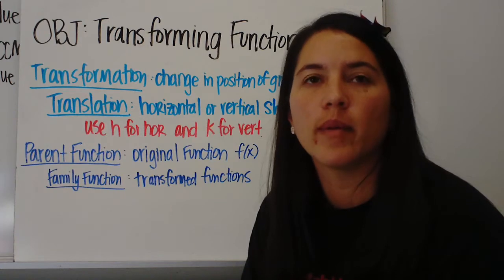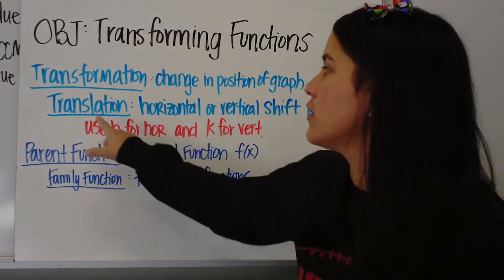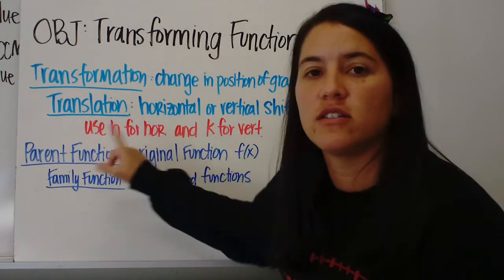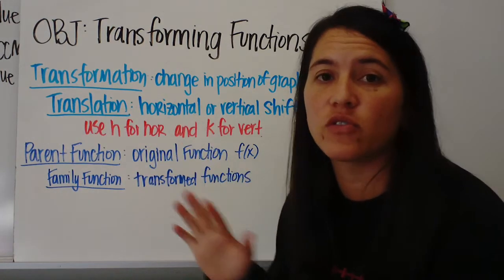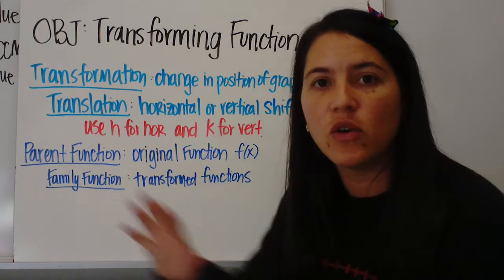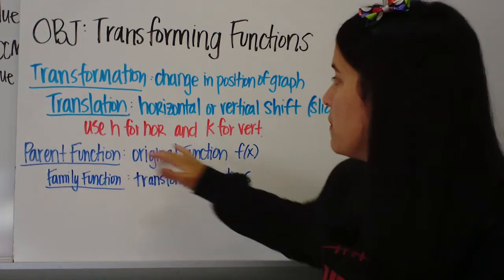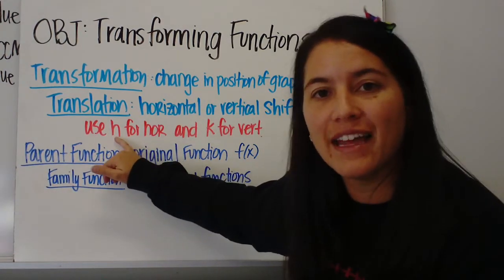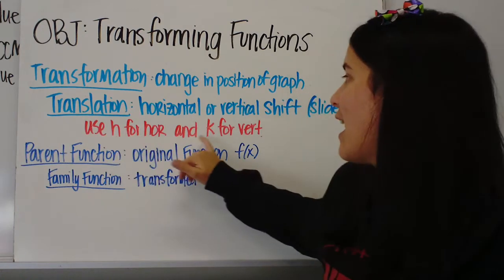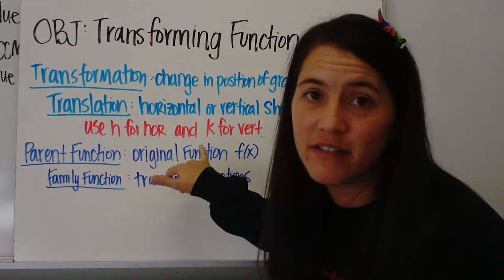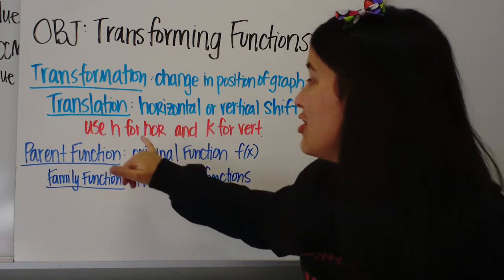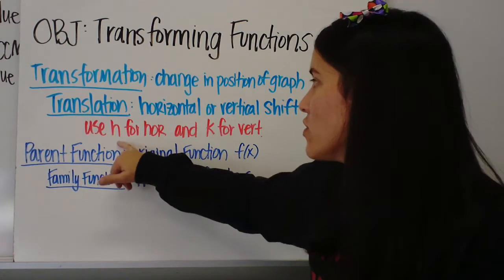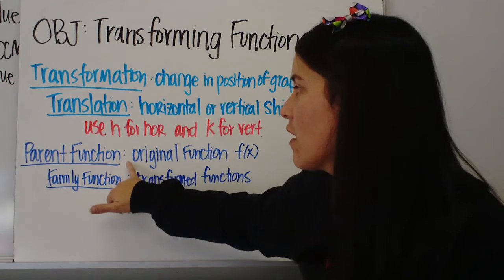You might remember doing some transformations earlier. Translation is a horizontal or a vertical shift. In other words, a slide. So it's going to shift vertically, horizontally, or sometimes both. We're going to use the letter H for horizontal and K for vertical. I don't know why it's a K, if that's what you're wondering, but the letters most commonly used are H and K. H for horizontal, K for vertical.